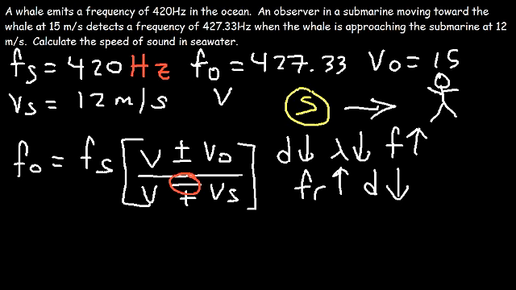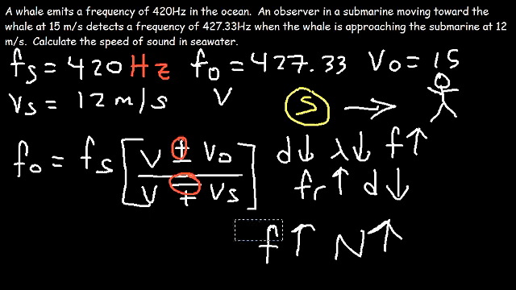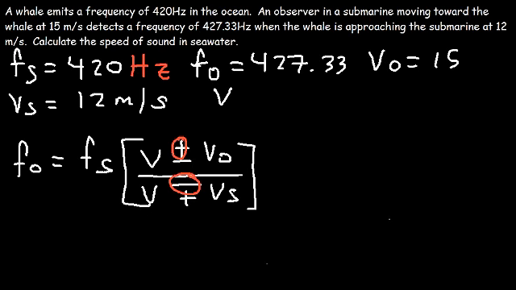Now the observer in the submarine is approaching the whale. It's moving towards the whale. So if the observer moves towards the whale, the frequency should go up as well, which means the value of the fraction goes up, and the observer is associated with the numerator of the fraction, so we have to increase the numerator to increase the frequency. So we need to use the positive sign. So now that we know which signs to use, let's solve it. Let's plug in everything that we have into the equation.